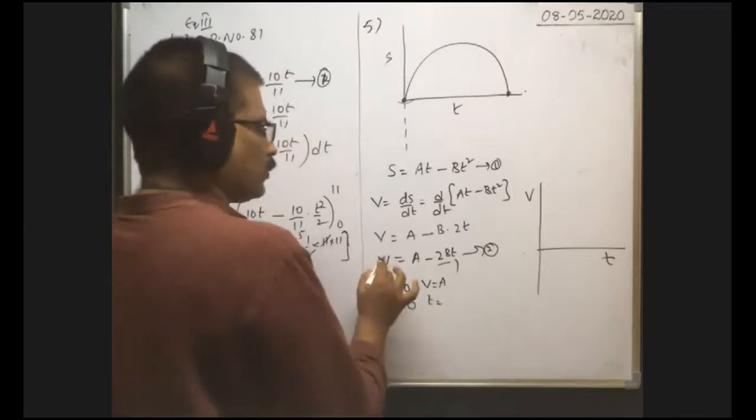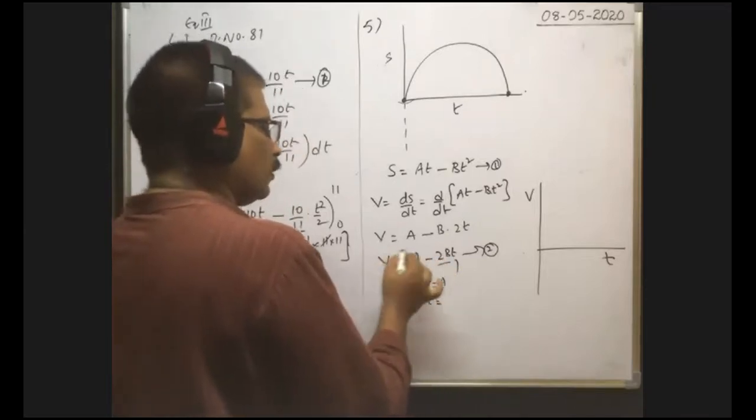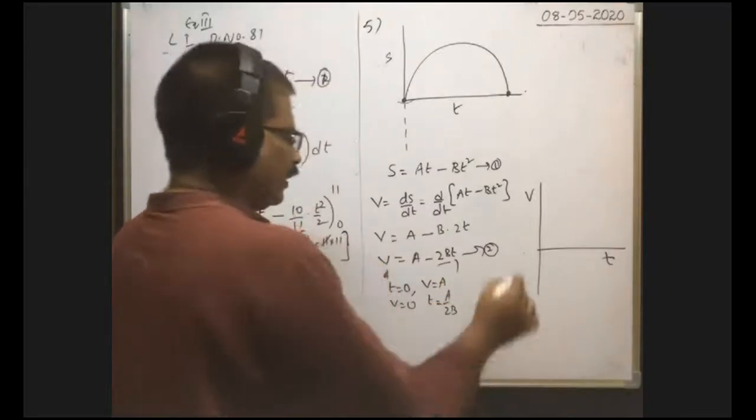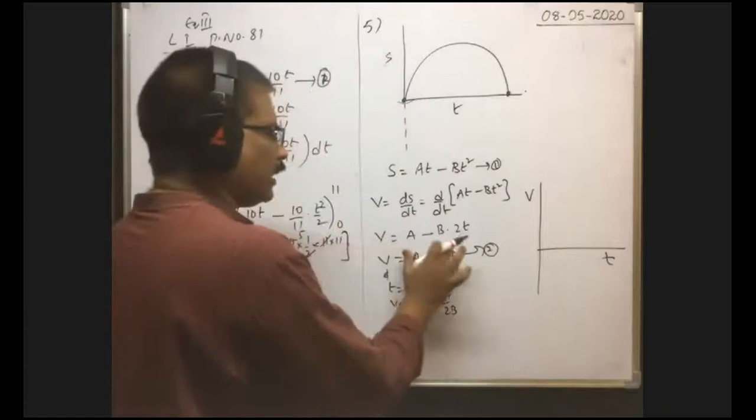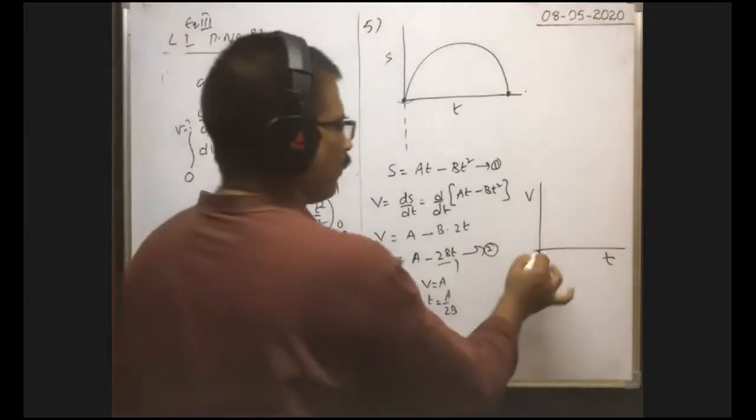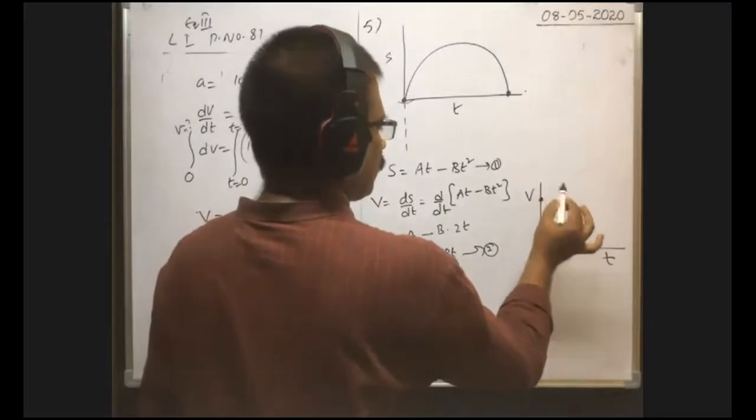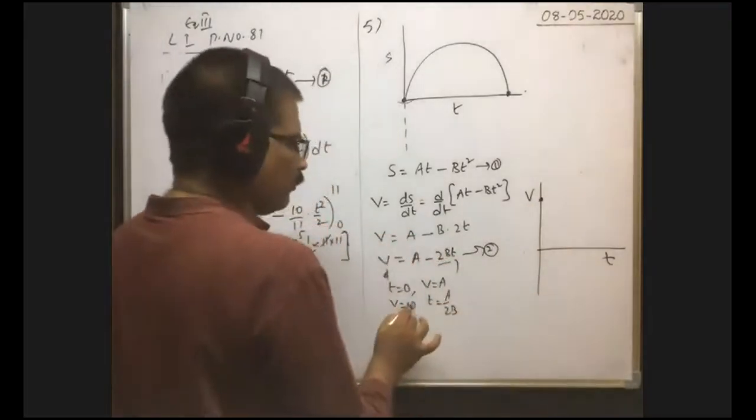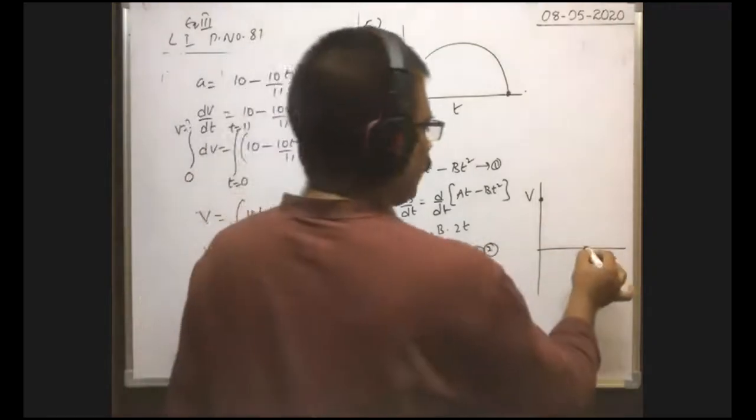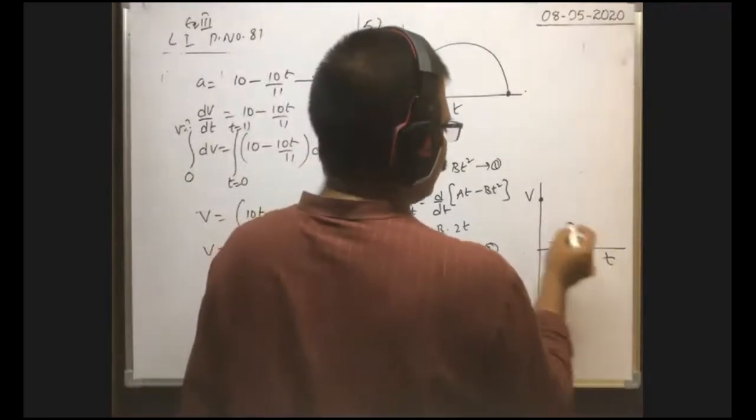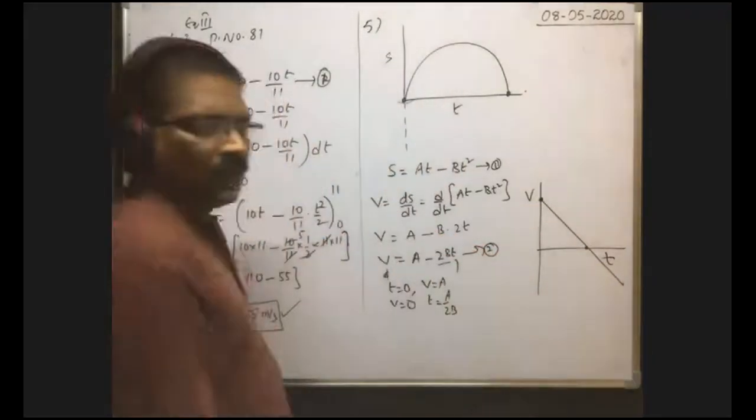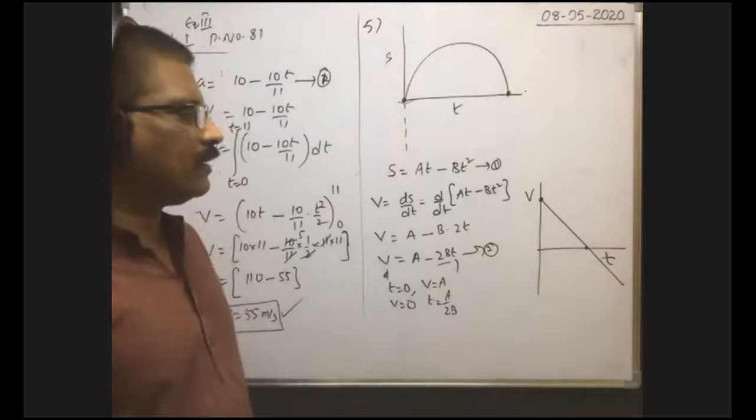When v is equal to 0, then 2bt is equal to a, or t is equal to a by 2b, no? So no doubt, between v and t, if you draw the graph, you will get a straight line. At t is equal to 0, velocity is a, that means that point is here. At v is equal to 0, that point lies on the time axis, at t is equal to a by 2b, that means that point lies here. Then the line joining these 2 points is a straight line.